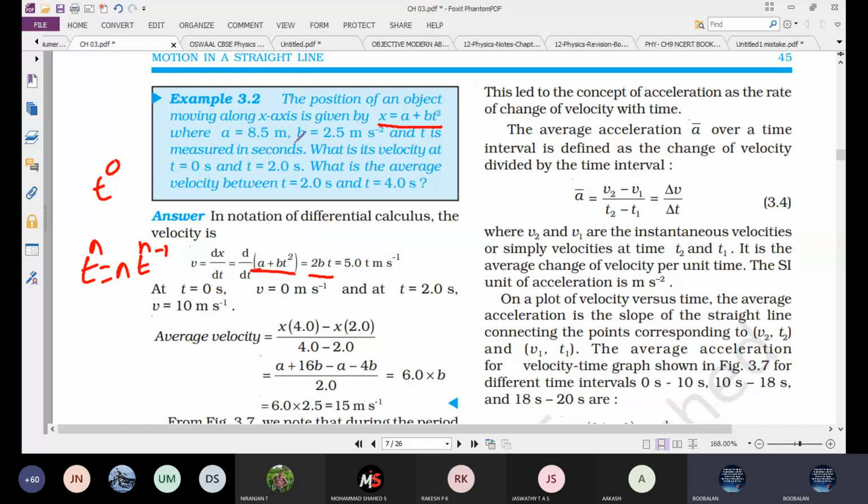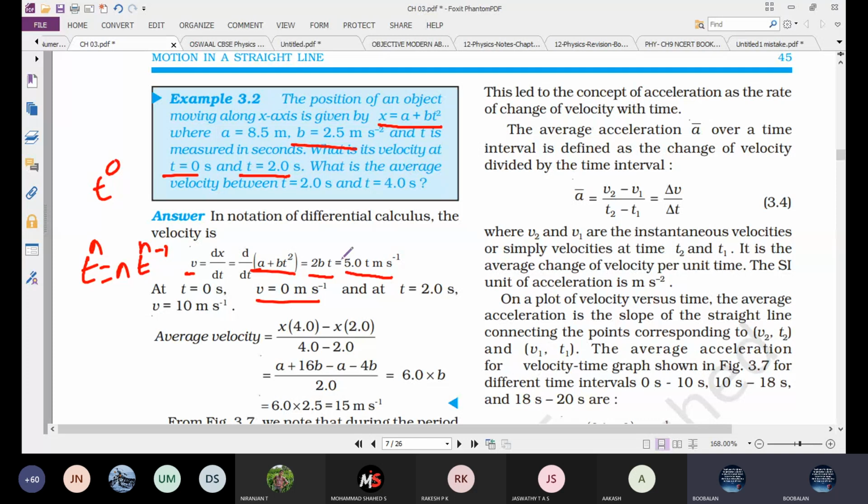Okay, now what is the value of B? 2.5. Just apply the value. 2.5 into 2.5 t meter per second. Velocity. Now the time limit: velocity at t equal to 0 seconds, velocity at t equal to 2 seconds. At 0 seconds, what is my velocity? It is also 0. Now this is the general formula.